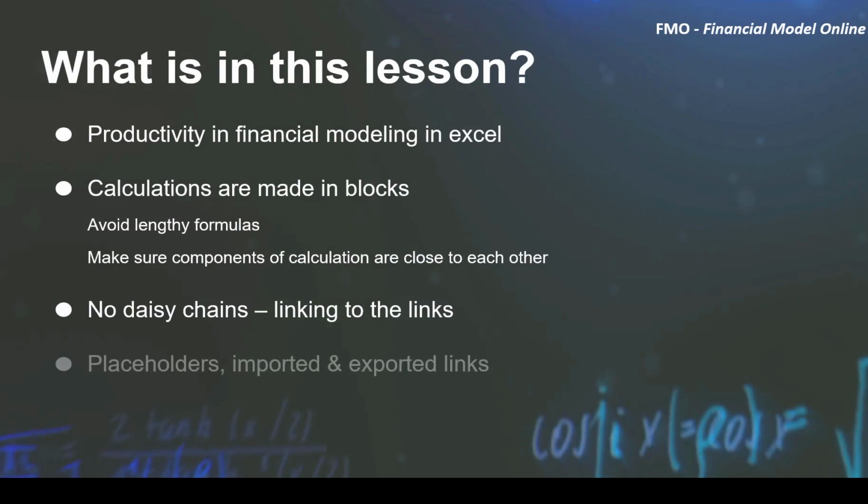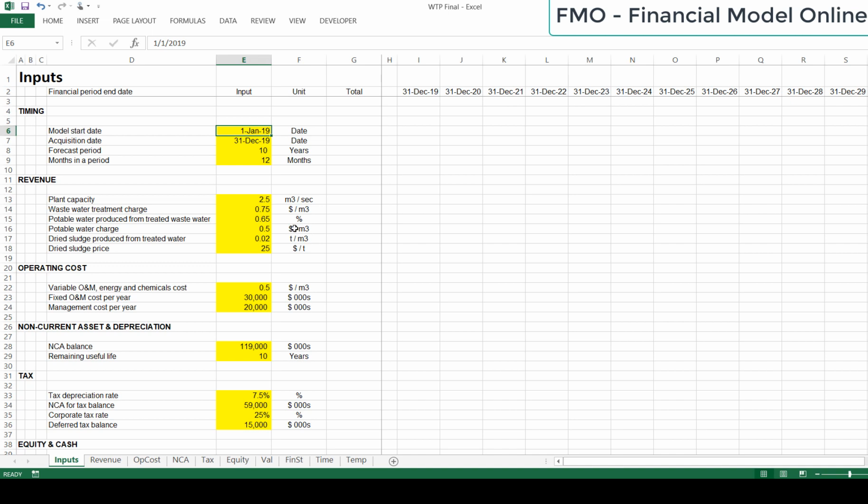And finally, we're going to be making use of placeholders, and we're going to be formatting the links that are coming from other sheets, or imported links, and the links that are going to other sheets, or exported links, in a special way. Let's go to our model so I can show you the way we'll be formatting those items. For placeholders and hard-coded numbers, we will be filling them yellow, and this yellow fill will indicate that this number is either temporary or it's hard-coded.